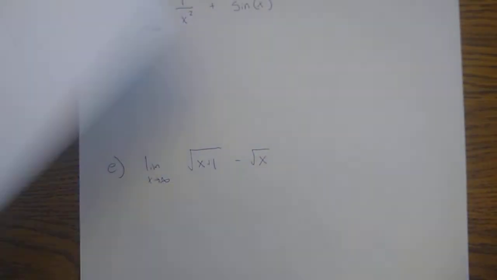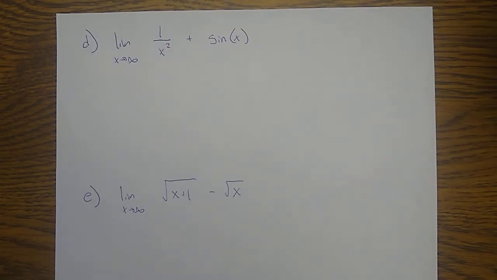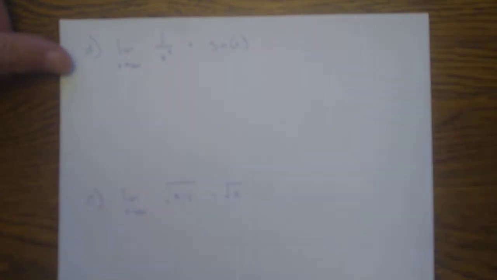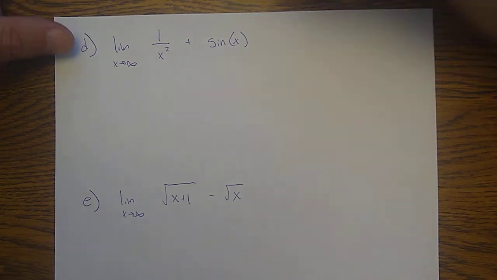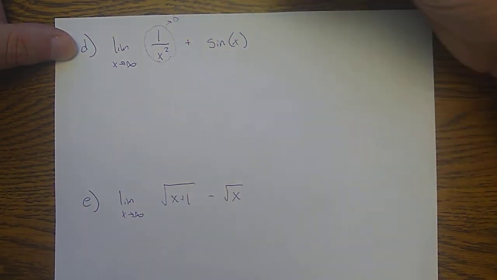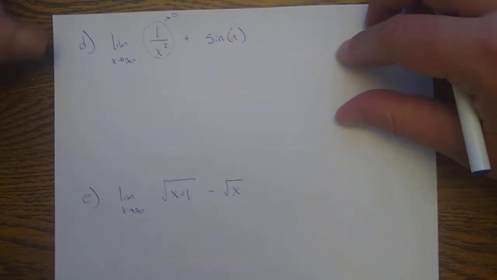Okay, what else? So yeah, maybe there's some weird ones, like say this. The limit as x goes to infinity of this. And part of this is easy. This 1 over x squared, we know what happens to that. That goes to 0. So it all comes down to what happens with sine of x.